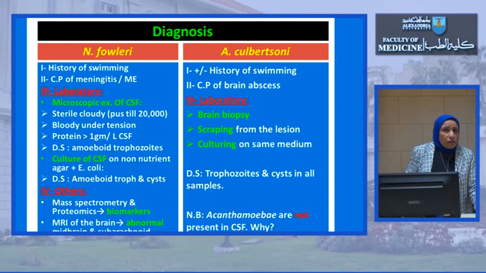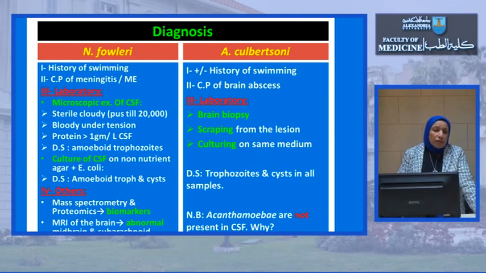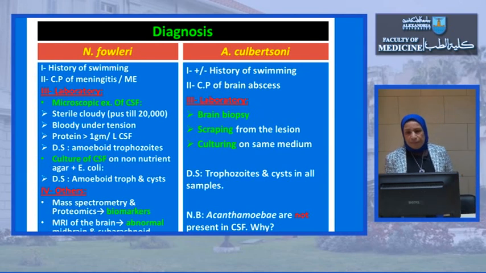If the microscopic examination is negative, we shift to culturing the CSF on non-nutrient agar medium streaked with Escherichia coli bacteria. In culture, we can demonstrate the amoeboid trophozoite in a new culture, but the cystic form will be demonstrated in an old culture. There are many other methods to diagnose Naegleria fowleri infection, such as mass spectrometry, proteomics, and biomarkers. MRI of the brain will show abnormal midbrain and subarachnoid space.